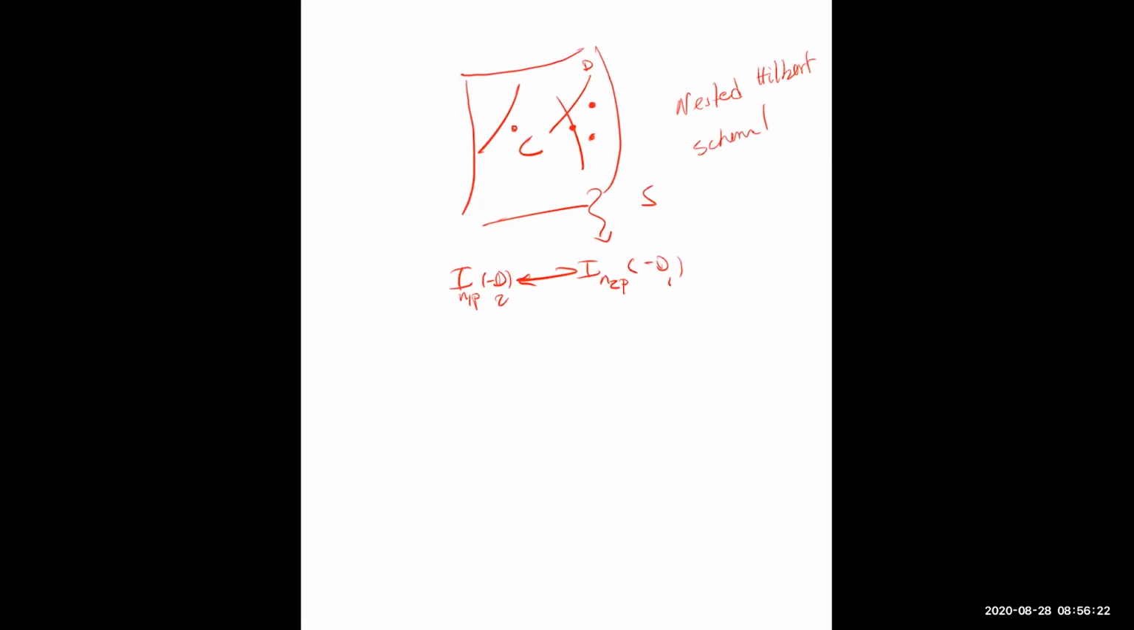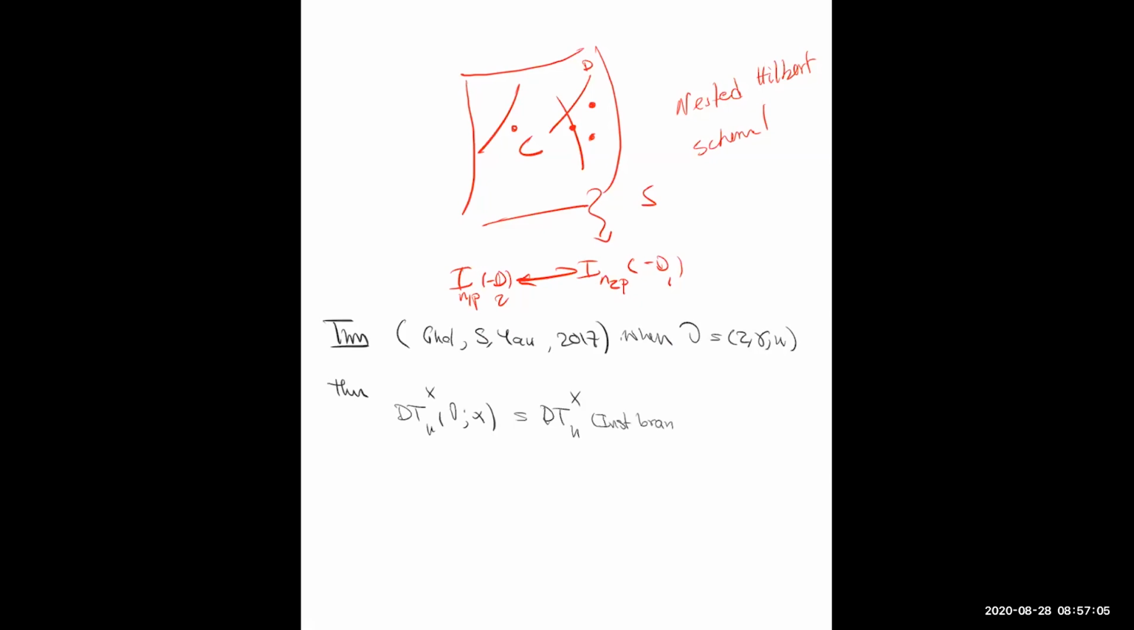But in particular, when the rank is 2, here is a theorem. This is, again, Gholampour, myself, and Yau. I think this was 2017, I believe. When the Chern character of the sheaf is given by 2 gamma n, meaning the torsion sheaves have rank 2 over their support, then there is only the instanton branch and the monopole branch. And so you can see that the Donaldson-Thomas invariant, with this choice of Chern character, becomes the Donaldson-Thomas invariant of the instanton branch plus the contribution of the nested Hilbert schemes.